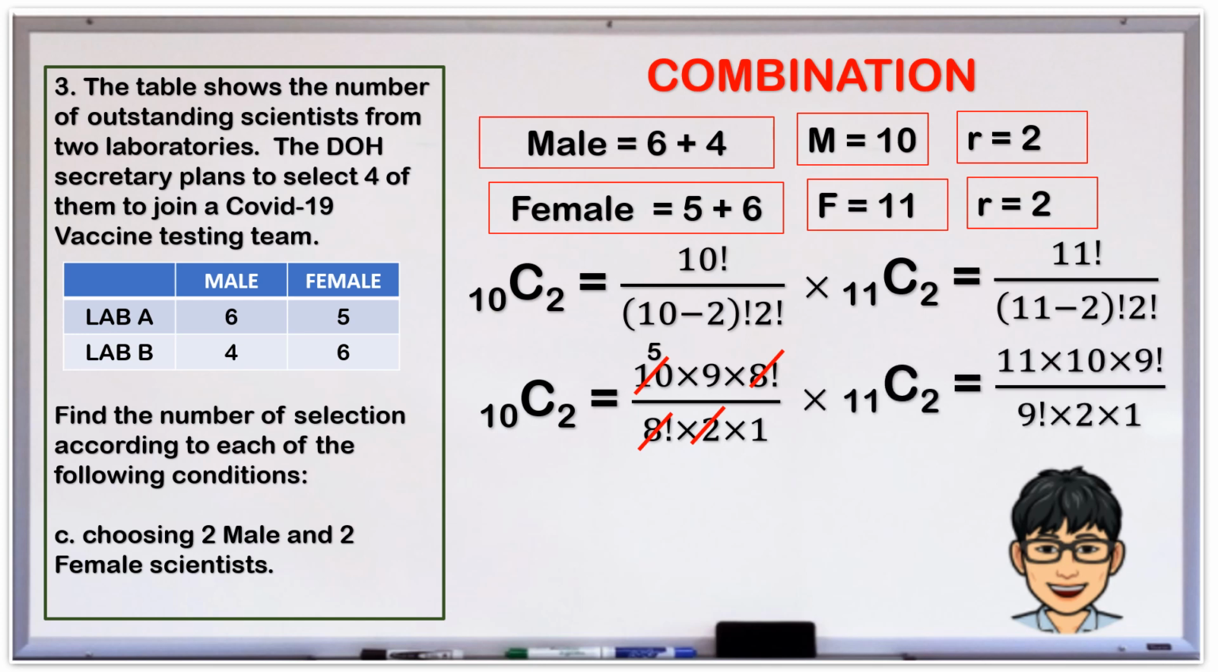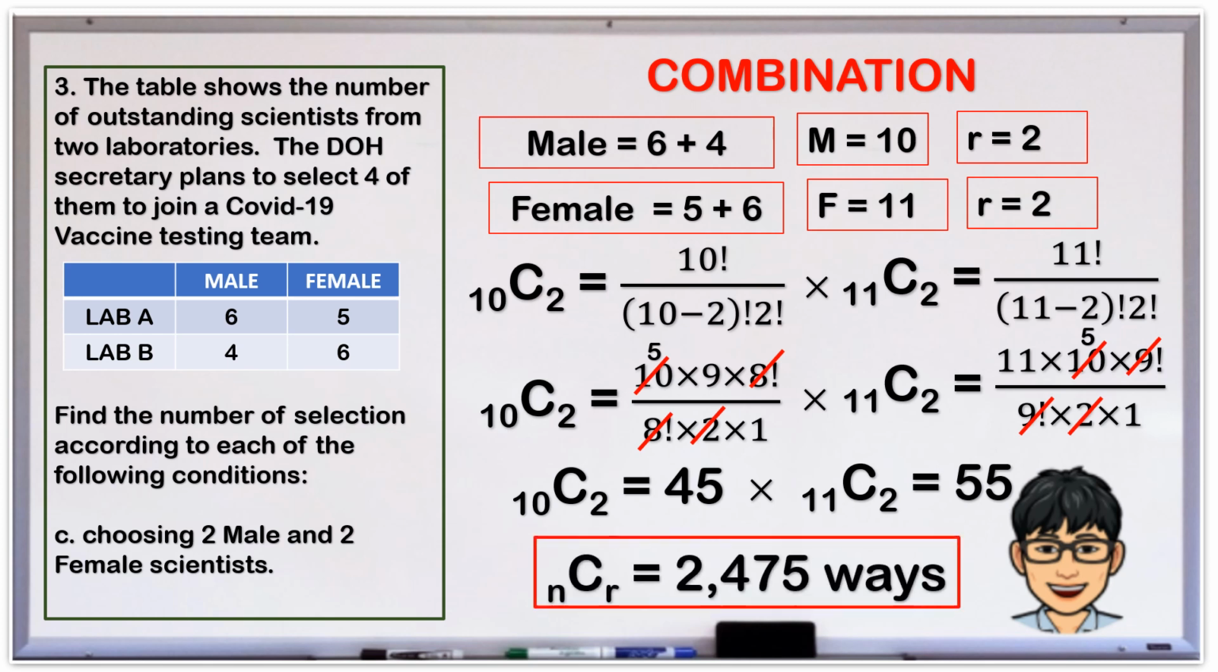For female selection, we have 11 times 10 times 9 factorial divided by 9 factorial times 2 times 1. Now, let us now divide 9 factorial by 9 factorial. And also, we can divide 10 by 2, that is equal to 5. So, therefore, we have 5 times 9 is equal to 45, times 11 times 5 is equal to 55. Then, let us now multiply 45 by 55.